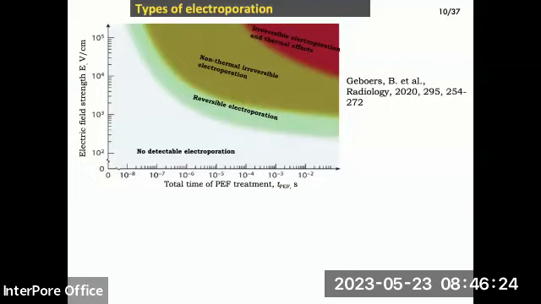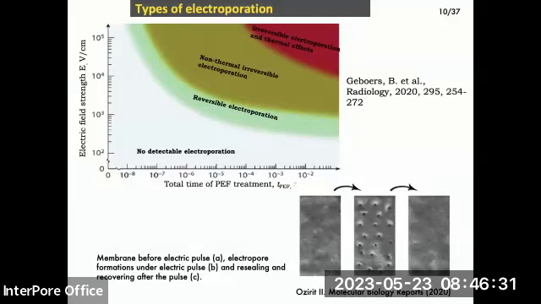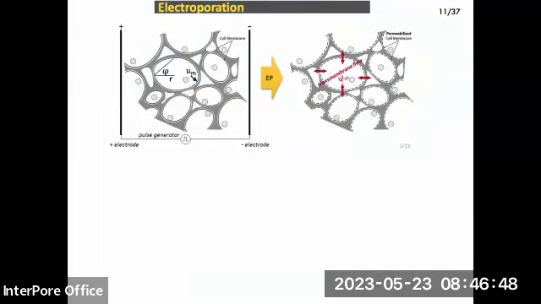So you can see that it changes from nanoseconds to milliseconds generally. And also here you can see the cell membrane before electroporation, during electroporation, and after electroporation. So in this case, it was the reversible electroporation. A few words about the mechanism of this process.